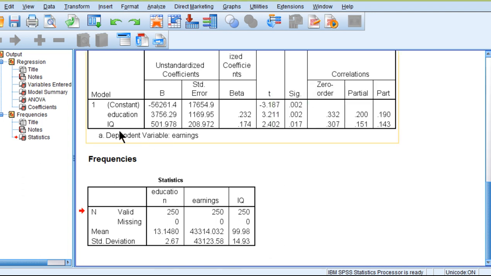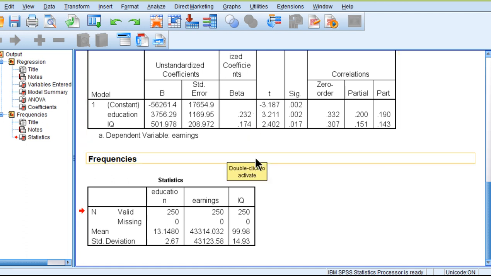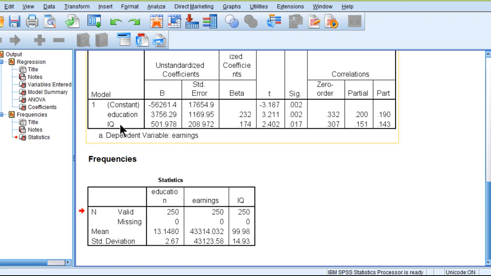Now let's compare it with IQ. IQ has a standardized beta weight of 0.174, so obviously numerically it's lower. So a one standard deviation increase in IQ, which is essentially 15, standard deviation of 14.93, a one standard deviation increase in IQ is associated with a 0.174 standard deviation unit increase in earnings. And I'm saying increase because these beta weights are positive. If they were negative, I'd be saying decrease.